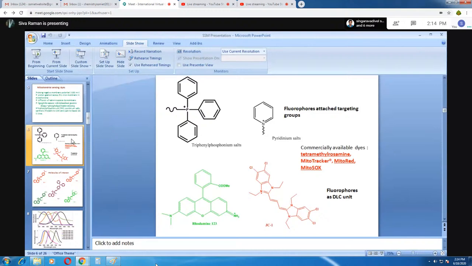Another kind of mitochondrial tracking dye has the fluorophore itself carrying the positive charge. A very famous example of this second category is Rhodamine 123 and JC-1. JC-1 is a very famous dye for monitoring the mitochondrial membrane potential. Rhodamine 123 is a mitochondrial tracker. I have given the names of some commercially available mitochondrial dyes: tetramethylrhodamine, termed TMRE, MitoTracker, MitoRed and MitoSOX. These are the commercially available dyes.